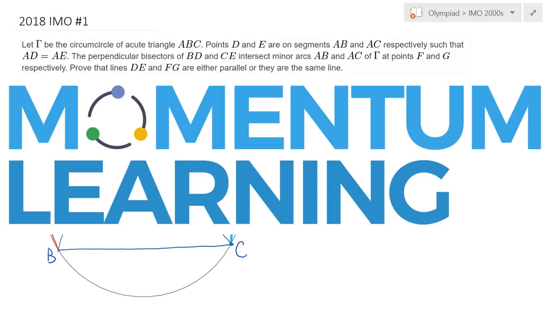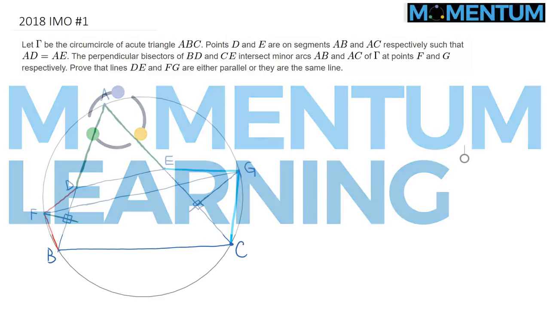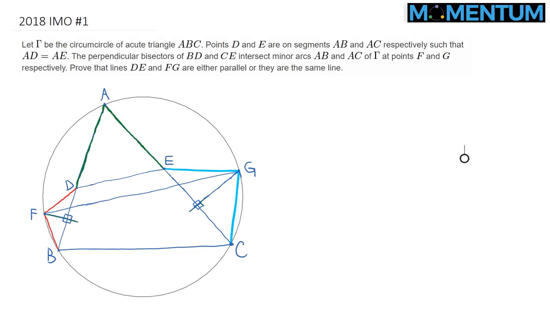This is 2018 IMO problem number 1, and here is a view of this problem. We're given the circumcircle of triangle ABC, and we mark the points D and E on the sides AB and AC in such a way that AD is equal in length to AE. What I did was to color AD and AE in green so that I don't forget those two segments are congruent.